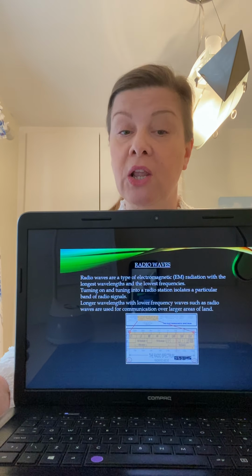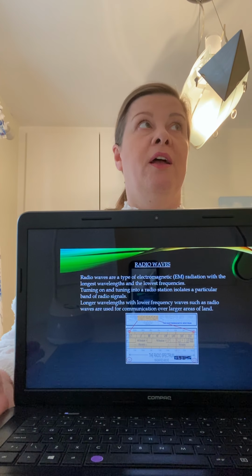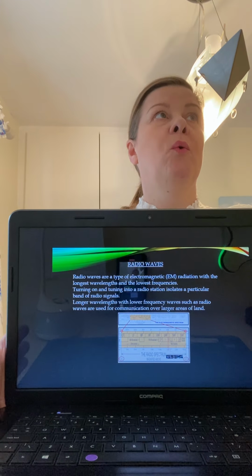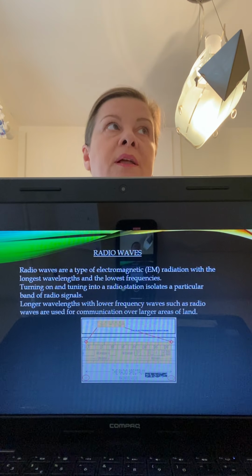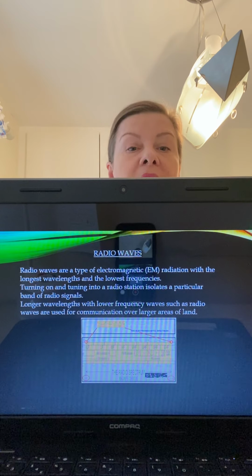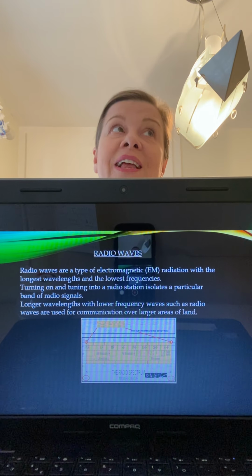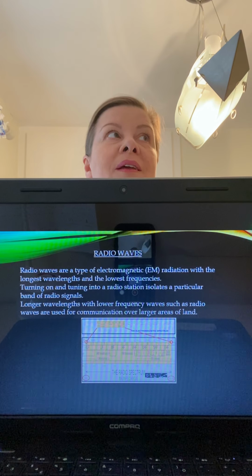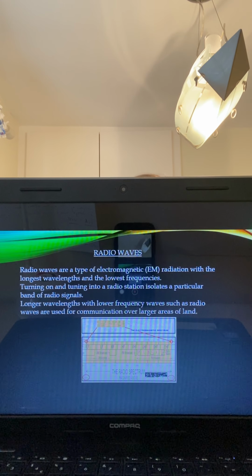We'll start off with the lowest frequency, which is radio waves. Radio waves have the longest wavelength and the lowest frequency. Tuning into Radio 4 isolates a frequency band as a radio station broadcasts at that particular bandwidth.